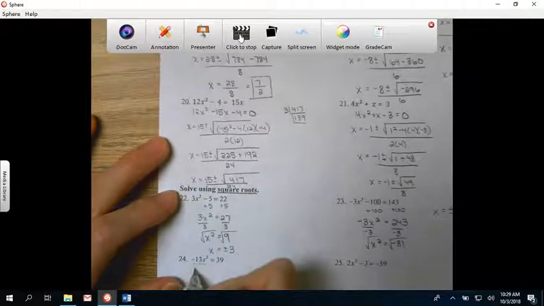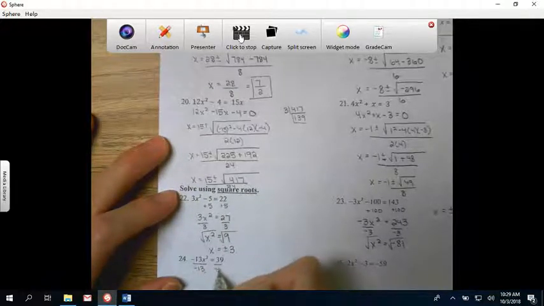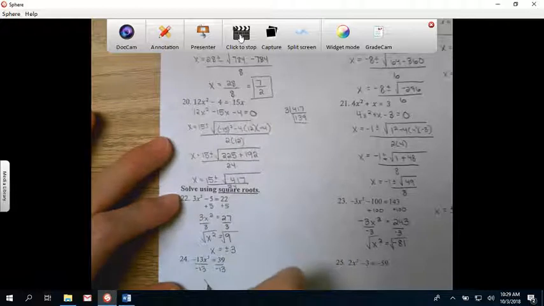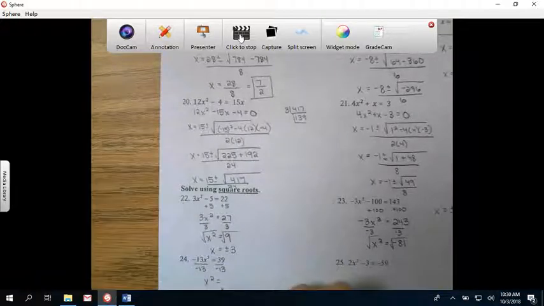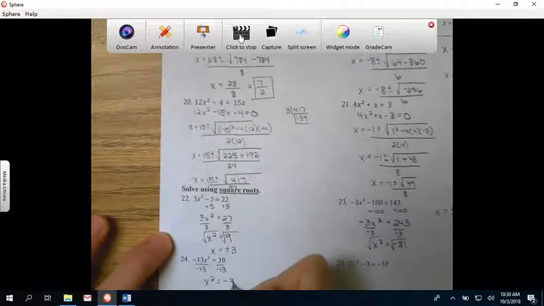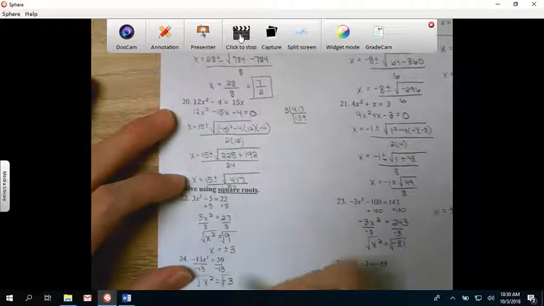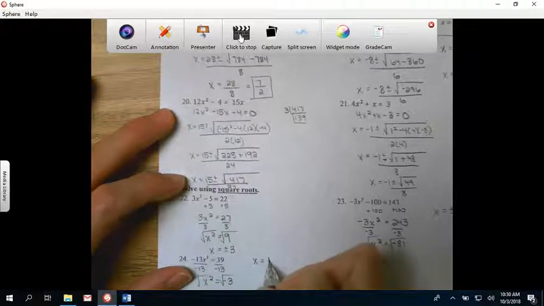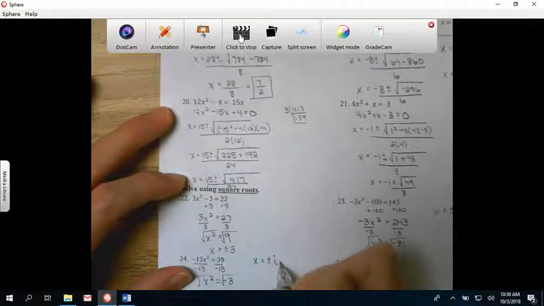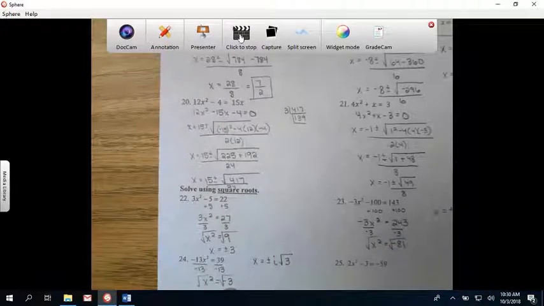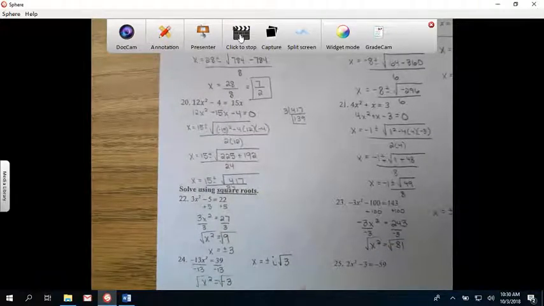Right here, I'm just going to go ahead and divide by my negative 13. So I get x squared equals negative 3. So when I square root, I know I have an i, and then 3 is already in its prime factorization form, so that's as far as I can go.